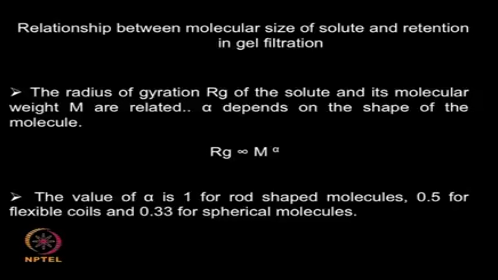If the shape of the molecule is like a rod, then alpha will be 1, that means Rg is proportional to m. If it is like a flexible coil, alpha is equal to 0.5, that means Rg is proportional to square root of m. Okay. If it is spherical, then Rg will be proportional to m raised to the power 1 by 3. So depending upon the shape of the molecule, the radius of gyration changes as a function of molecular weight m.